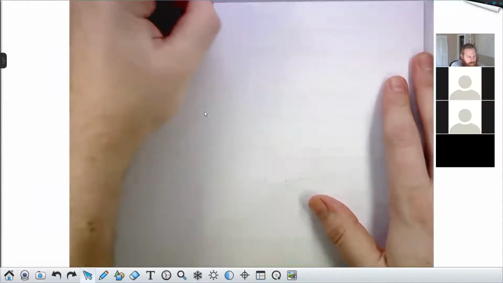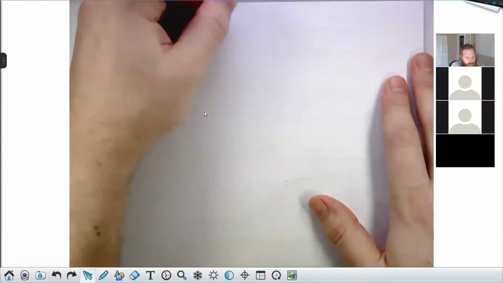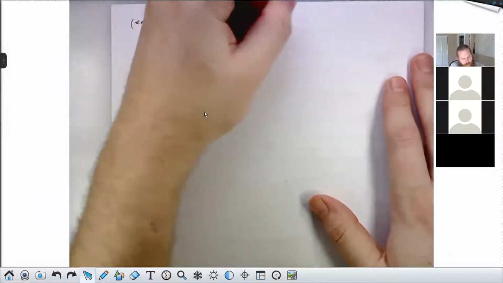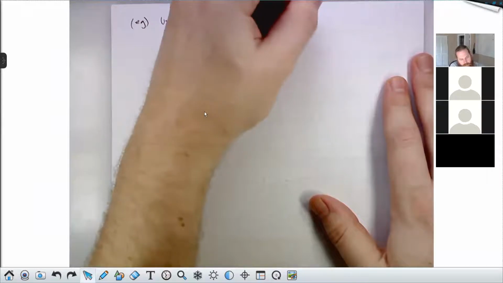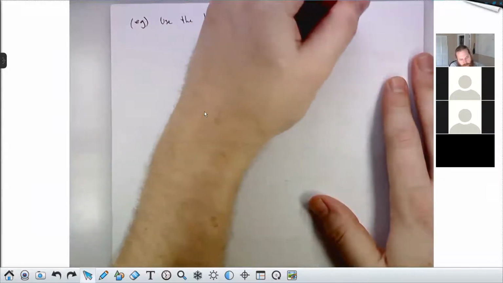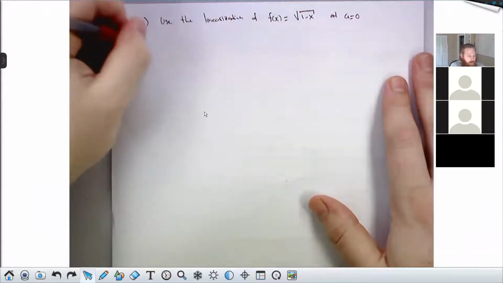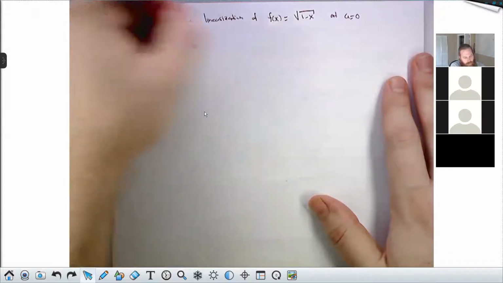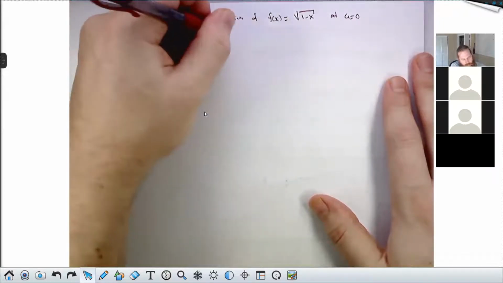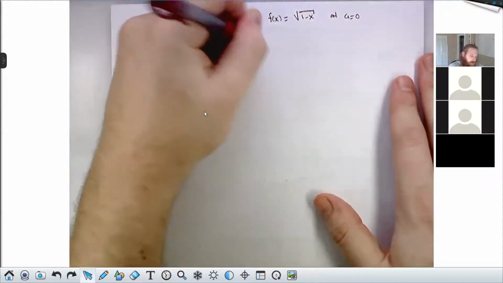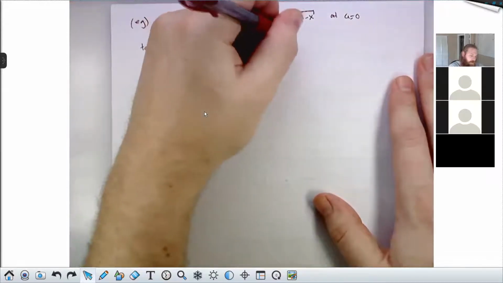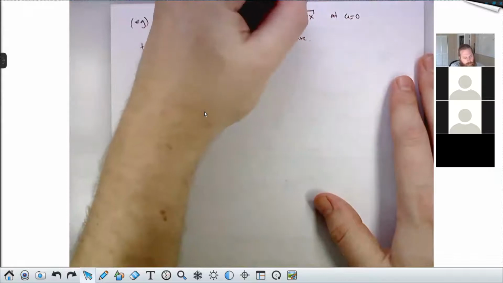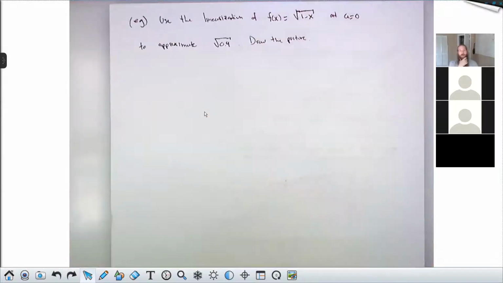Use the linearization of f of x equals square root 1 minus x at a equals 0 to approximate the square root of 0.9. I'll just do the 1. And we'll say draw the picture. So I'll actually start by drawing the picture. Does anybody know what the graph of this function looks like without cheating, without putting it in Desmos?